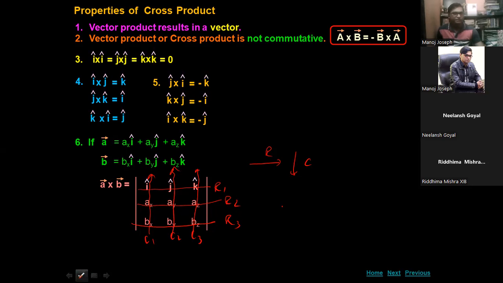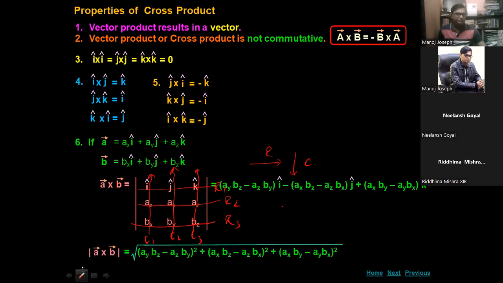Now we will multiply it by a special rule. It is just like a cross product. So what I did here is, for the first element, we are having this first element.